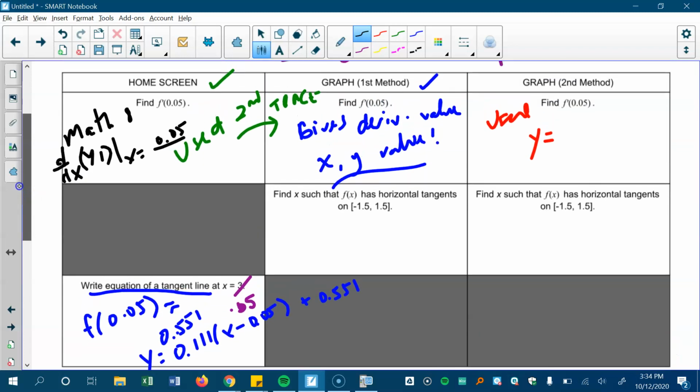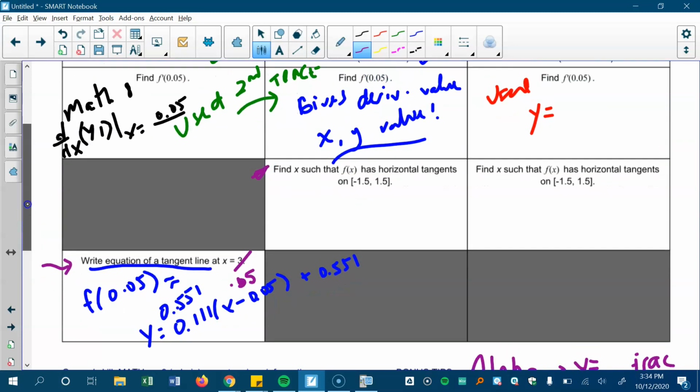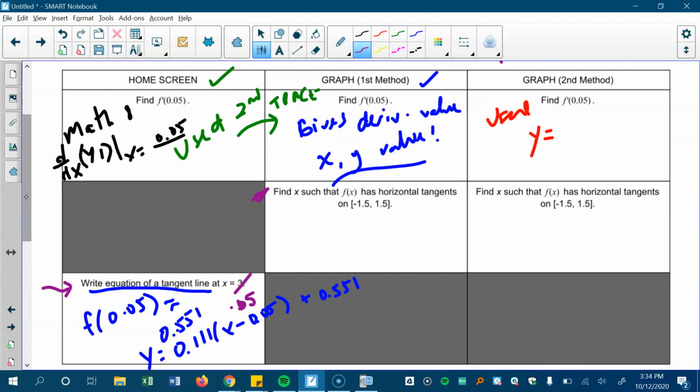For the next part, find x such that f of x has horizontal tangents. Let's skip this for right now, and we'll come back to this. And we will go ahead and do, so we'll come back to that in just a second, write an equation of a tangent line. I showed you that if we did the first method here, we can actually come up with it very easily.